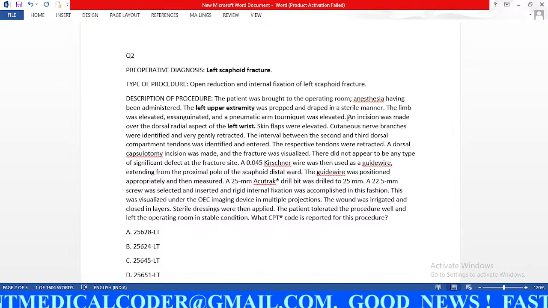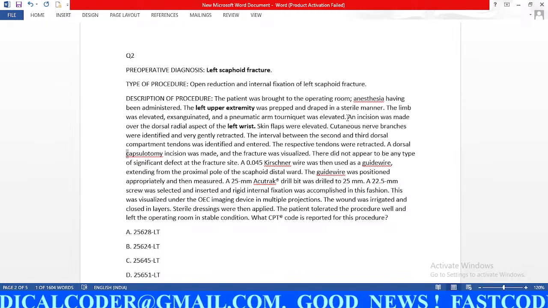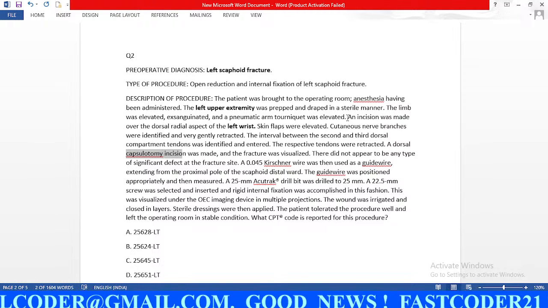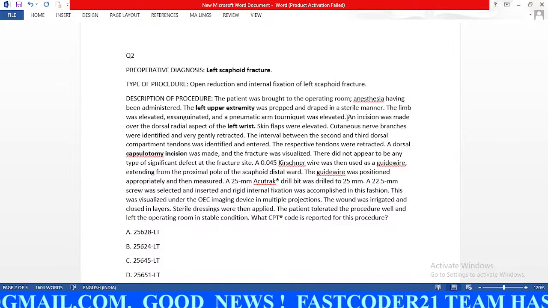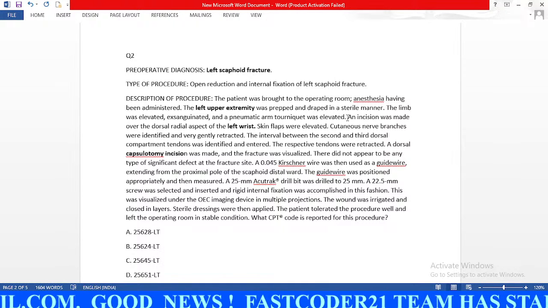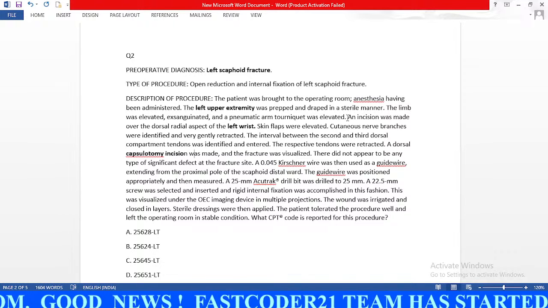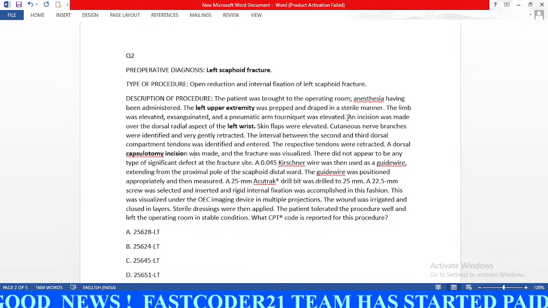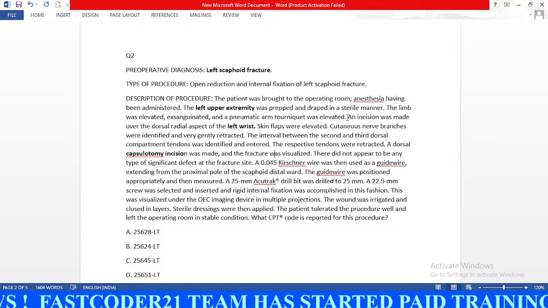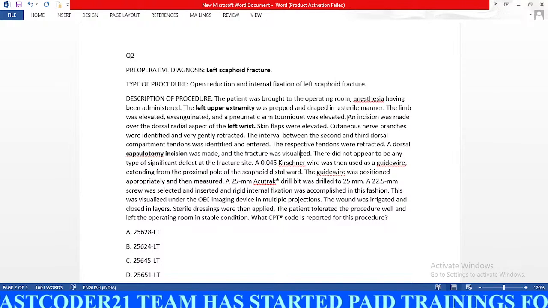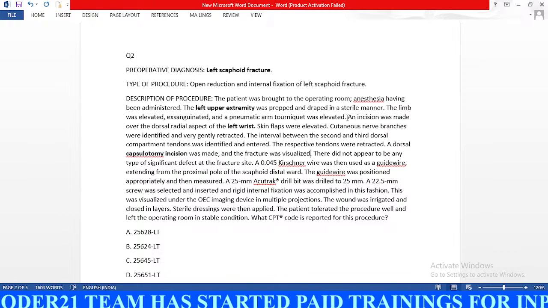So this is also one of the keywords in the musculoskeletal system, and you can find this capsulotomy in breast procedures also. So basically capsulotomy means, our joints are surrounded by capsule, so capsulotomy means incision on the capsule. And the fracture was visualized. So as soon as the physician has made the capsulotomy, he can see the fracture here.